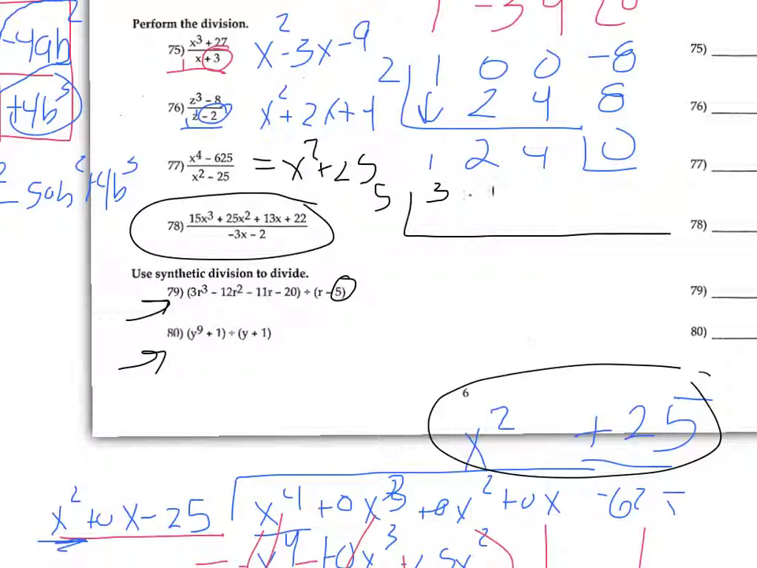Then we have a 3, negative 12, negative 11, negative 20. So bring this down 3, and we change colors. 3, multiply to get our 15, add together to get our 3, multiply to get our 15, add together to get our 4, multiply to get our 20, add together to get our 0.